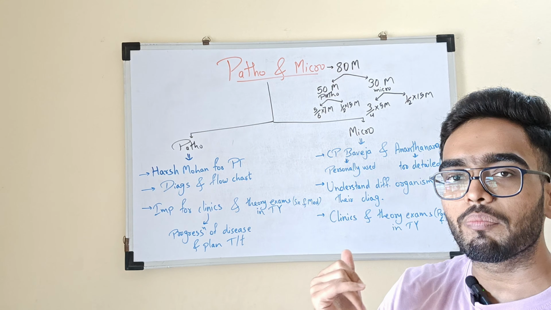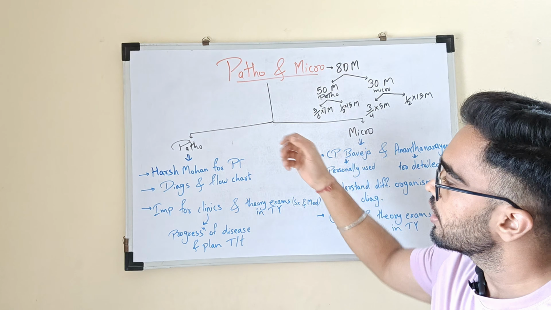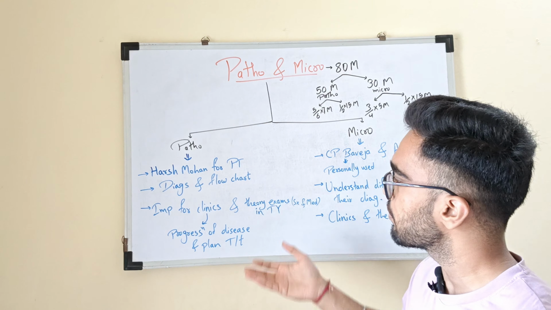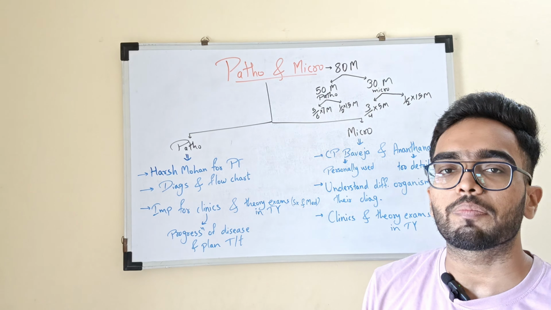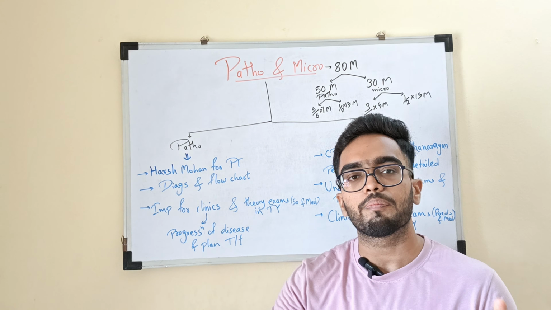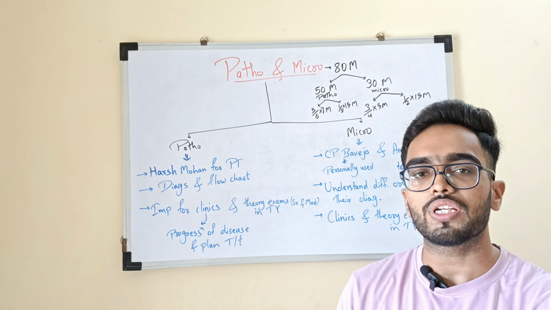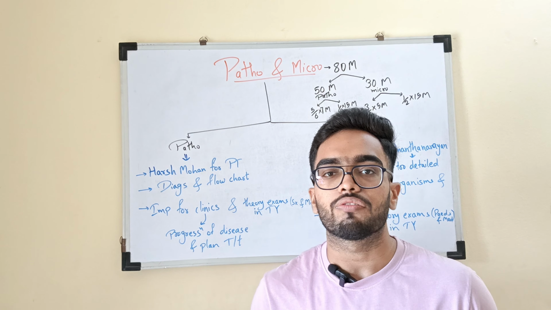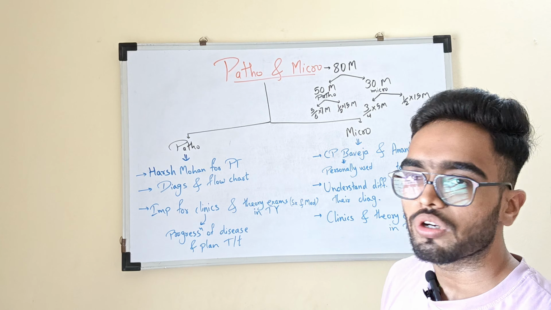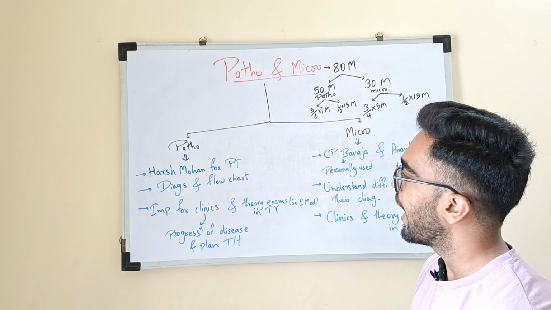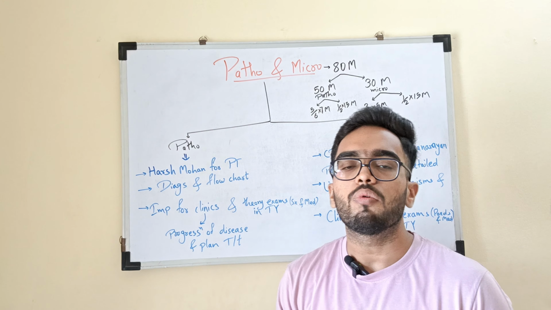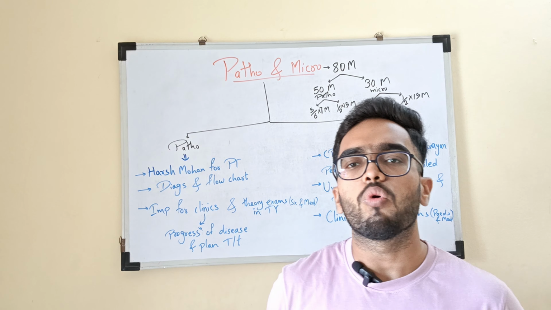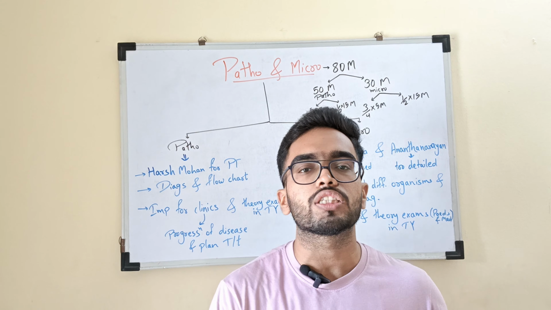Now coming on to the books to be referred for pathology, the most basic and most important book, which is Harsh Mohan for physiotherapists. You can also refer to the bigger version of it, which is usually used by the MBBS and BDS people, but everything you need for physiotherapy is included in the physiotherapist edition. And how to learn pathology? The most important thing in pathology is the diagrams and the flowcharts. The more flowcharts you make, the easier pathology becomes.